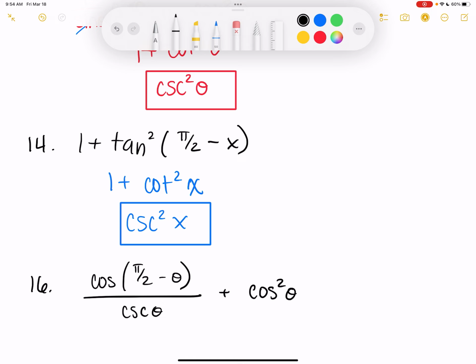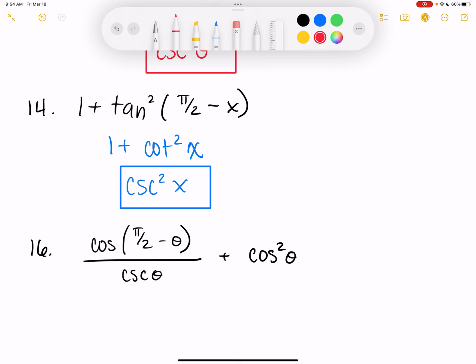The cosine of pi over 2 minus theta equals sine of theta. Are you saying this? Yes. Okay. Sine of theta over cosecant of theta plus cosine squared of theta.